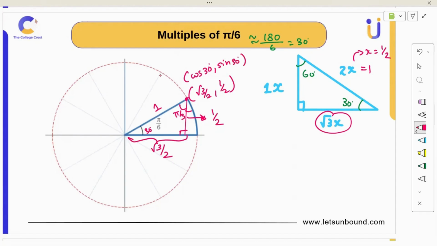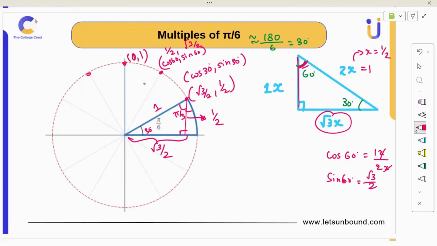Okay. And what can we do for 60? Yeah, we can make one more triangle, but 60 we can also get from here. So from this triangle, what is cos 60? Adjacent is 1x, hypotenuse is 2x, x cancels, 1 by 2. So cos 60, comma sine 60, this. And it's 1 by 2. Sine 60 would be, opposite to 60 is root 3. Hypotenuse is 2, so root 3 over 2. This way. And 90, then this triangle. This is very simple, 1, comma 0. Sorry, 0, comma 1. Like that.